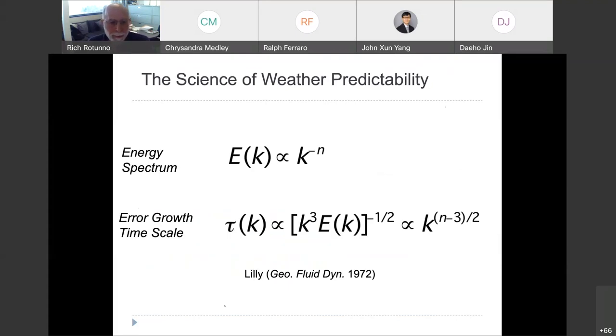So the argument is basically this. Suppose you could define a sort of velocity scale through the energy spectrum at a certain wave number as a power law. And the energy growth time scale, computing on this, would be k cubed times E(k) all to the minus 1/2. And that gives you the formula k to the (n minus 3) over 2. So for n less than 3, say for example 5/3, then you have the situation where the small scales grow faster than the large scales, and you have the situation of limited predictability. Whereas if n equals 3 or greater, then you have the opposite situation. And n equals 3 is sort of the threshold point where all scales have the same time scale. All spatial scales have the same time scale.